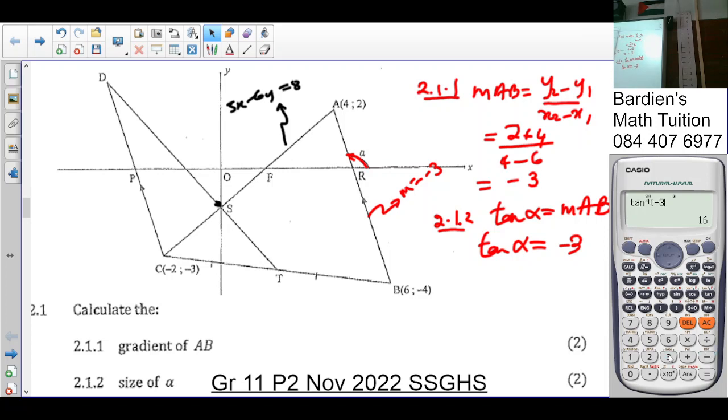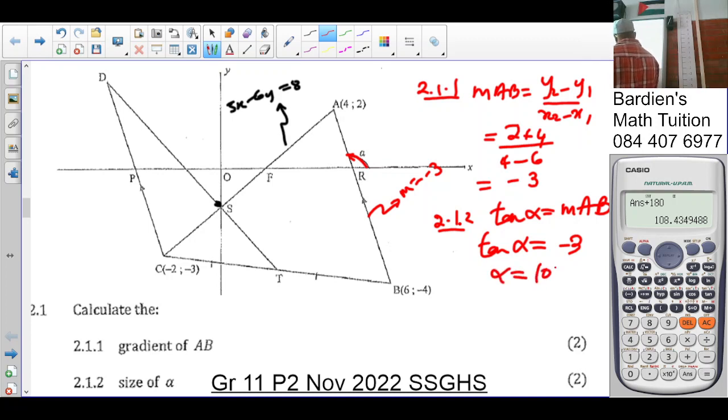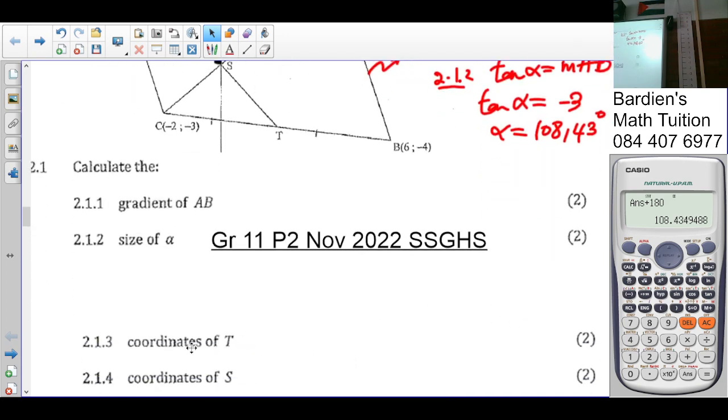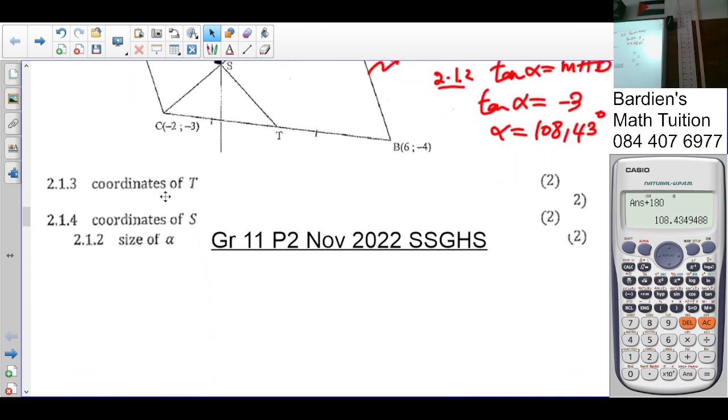Arctan of negative 3 is negative 71.56, so plus 180 gives you an answer of 108.43. So alpha is equal to 108.43 degrees. So I'm just going to write it in here. Any confusion at this point? Normally everybody gets this question. Alright, now we carry on with our lives.